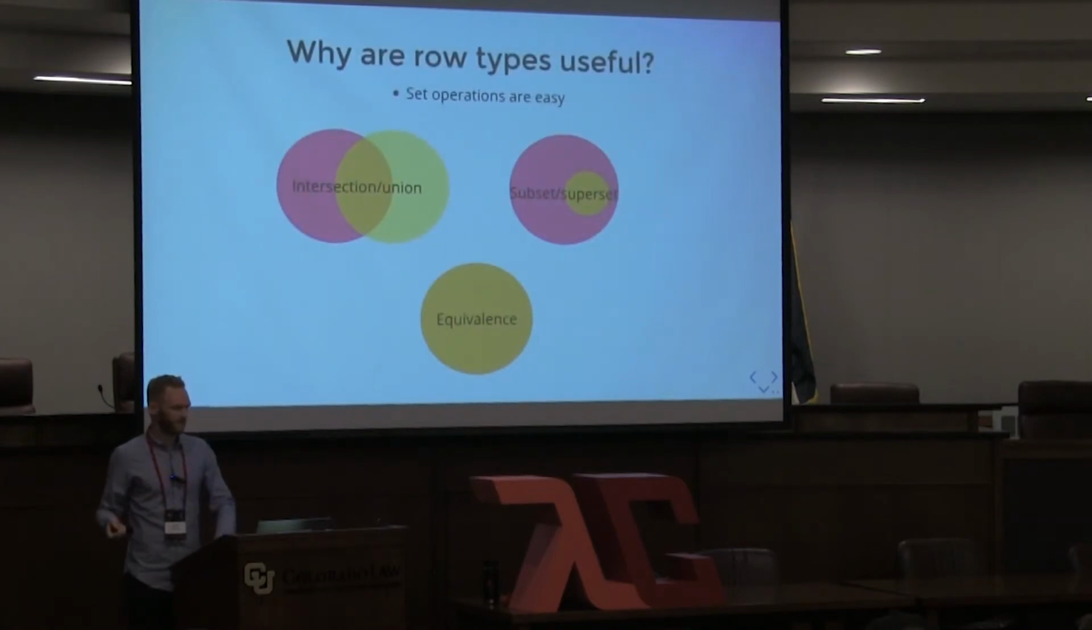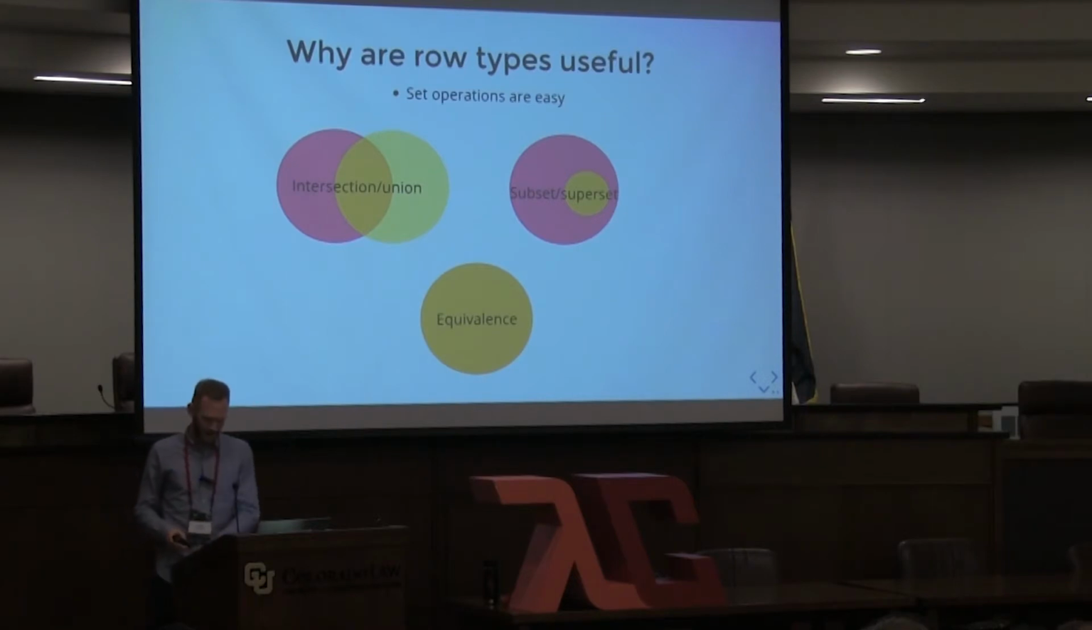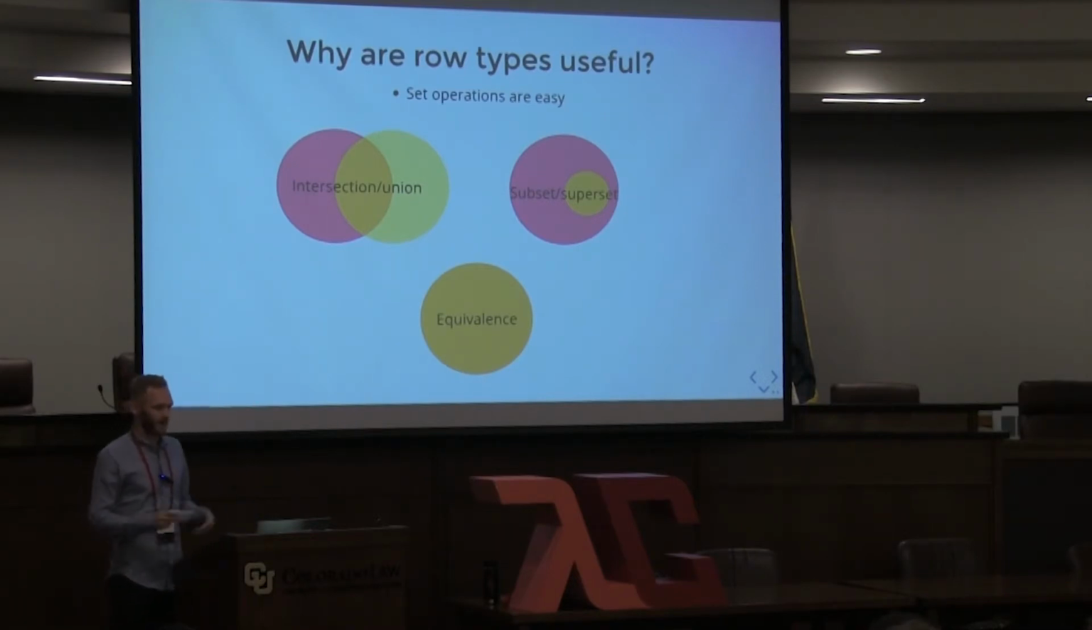So first off, why are row types useful? Has anybody here, well, I know that you have used row types since you used the composite library, but has anybody else used row types in Haskell, Vinyl, stuff like that? Great. Well, the first question as to why we want to use them is, why are they useful?